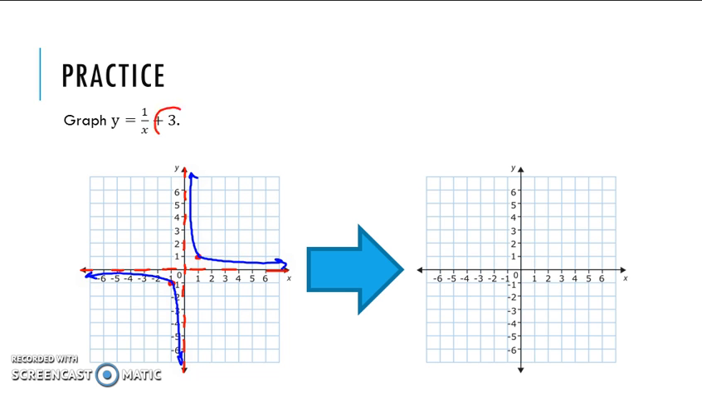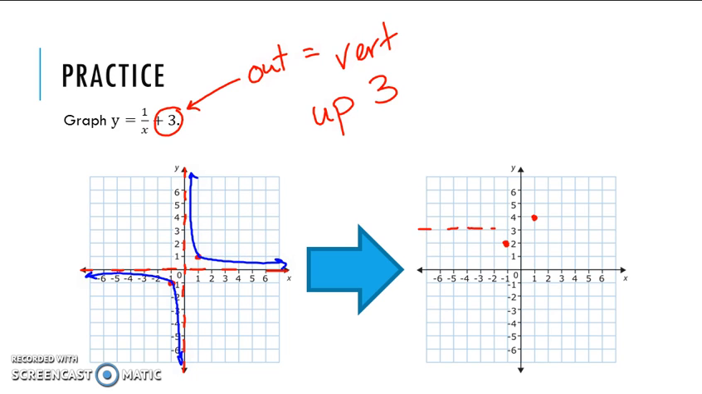Now, I need to graph this shift. This +3 is on the outside, so that means it's going to be a vertical change. +3 means I'm going to go up 3. So, my points are going to each move up 3. And then my horizontal asymptote is also going to move up 3. Now my vertical asymptote does move up, but when I graph it, it doesn't look like it does.